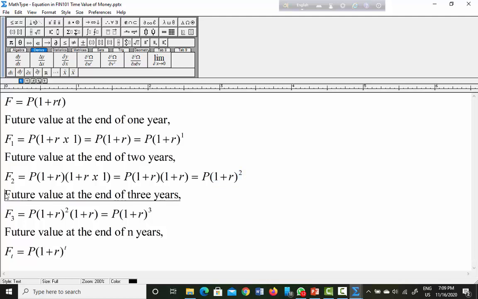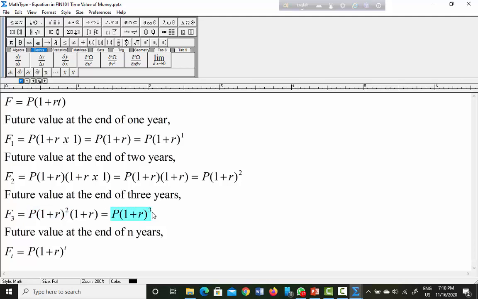If you invest for one more year, what will be the future value at the end of 3 years? This will be considered the investment amount for the third year, and it includes the first year interest as well as the second year interest. So this is the investment amount for the third year, multiplied by 1 plus r, and we will get 1 plus r cube.